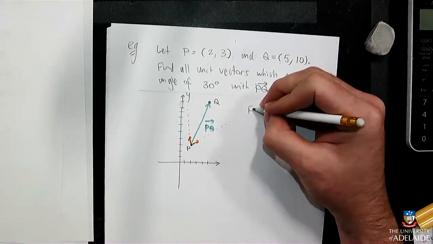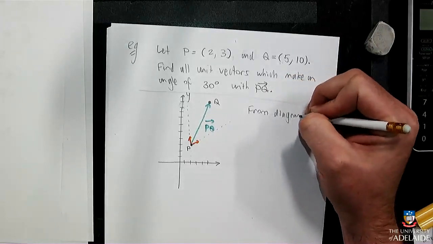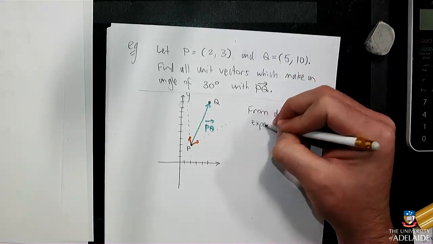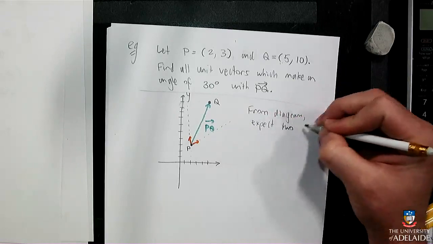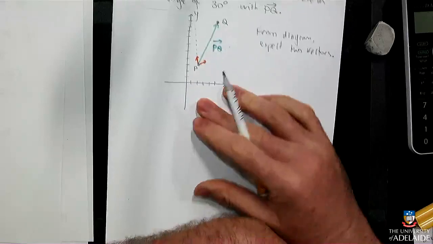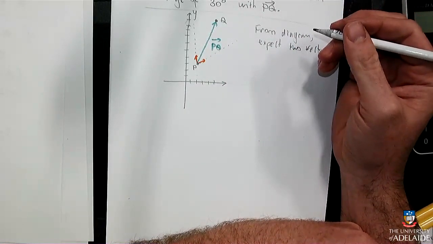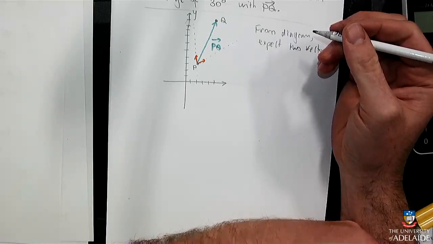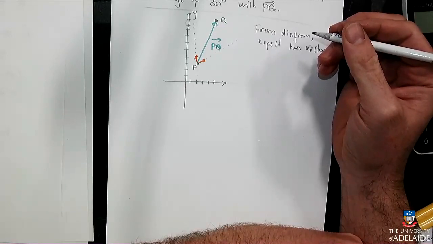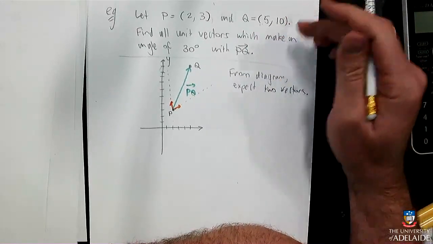So from the diagram, we expect 2 vectors. But hopefully the maths bears that out. Okay, so I have a feeling it's going to be easier to talk about this if I give a name to the vectors I'm looking for. But before that, I think it might be useful to find the coordinates of the vector PQ.